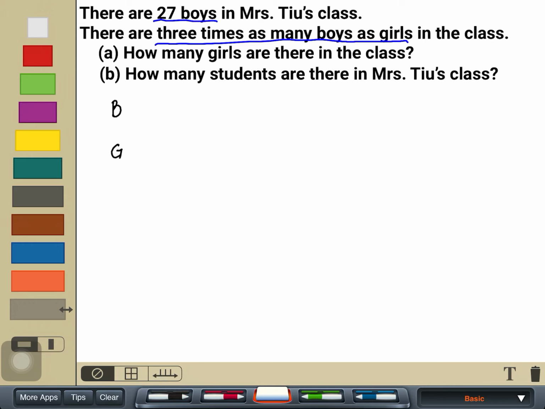Alright. So let us first have the bar for the girls. Okay, so 1 bar for the girls. And then, since it says here that the boys are 3 times as many, meaning to say I have to put 3 bars of the same size for the boys. There. Now, let's try to label the number of boys, which is 27.